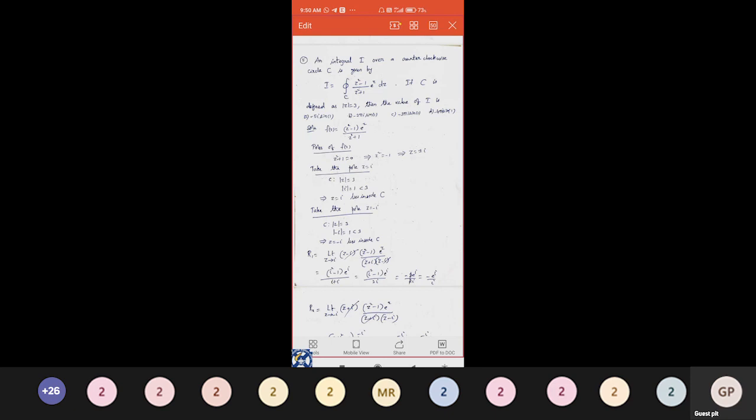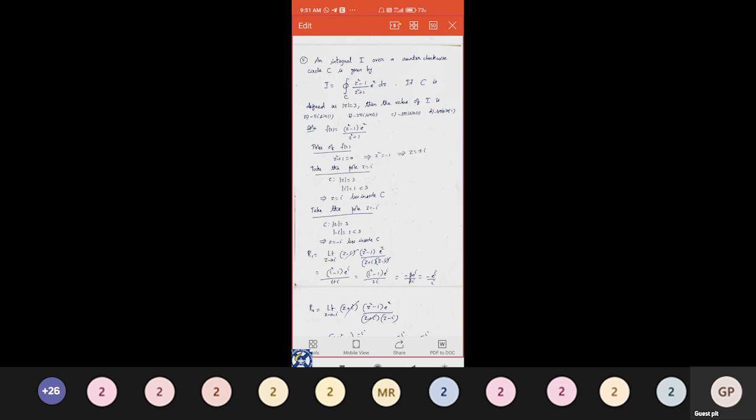We have 4 options, a multiple choice question. Option A, minus pi i into sine 1. Option B, minus 2 pi i into sine 1. Option C, minus 3 pi i into sine 1. Option D, minus 4 pi i into sine 1. This problem is taken from complex analysis, especially from complex integration.